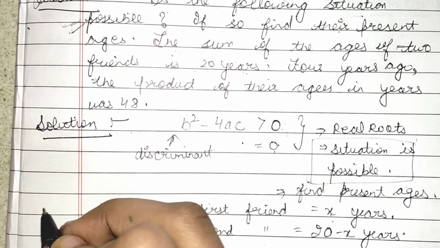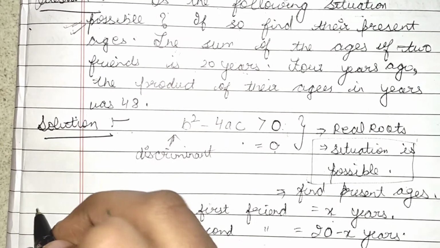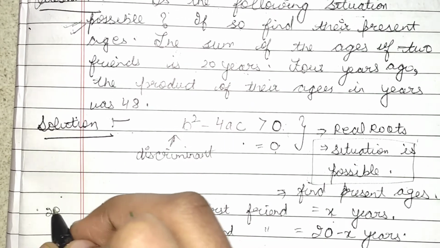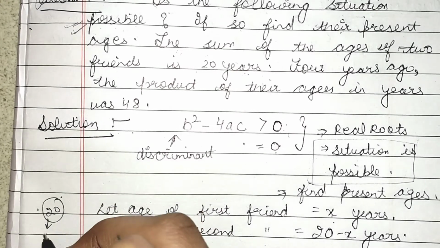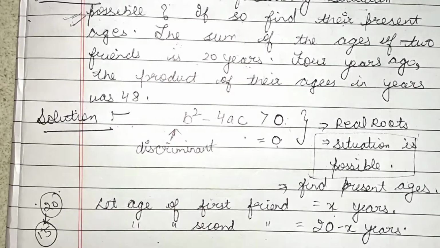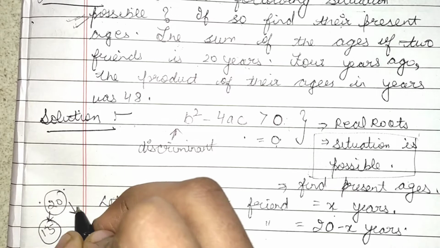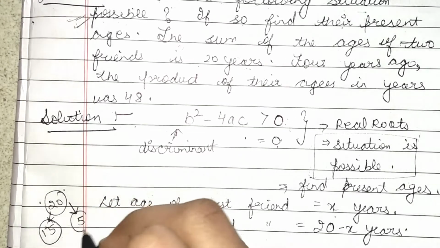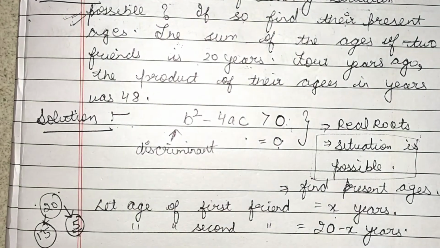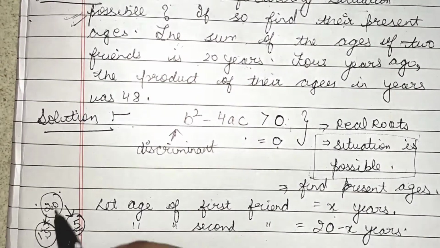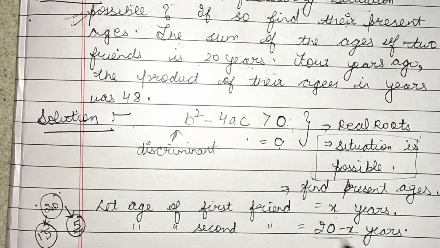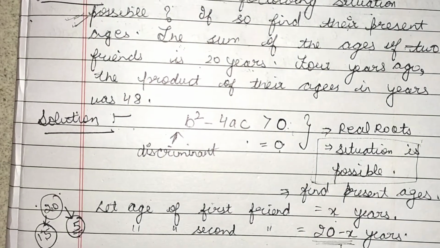For example, if I say that the sum of your age and your friend's age is 20, and your age is suppose 15 years, what will be the age of your friend? The age of your friend will be 5 years. How did you find it? You did 20 minus 15. The same I have done here.